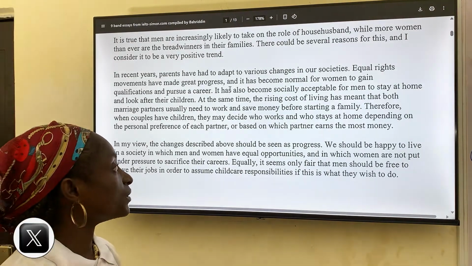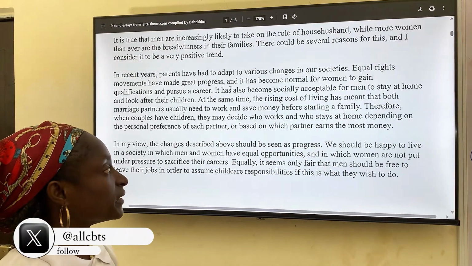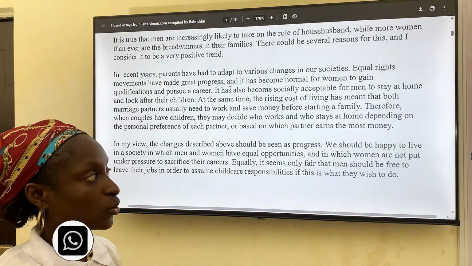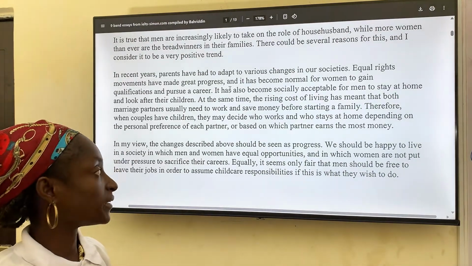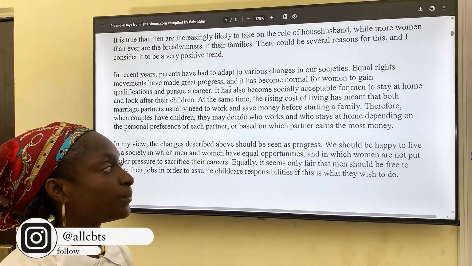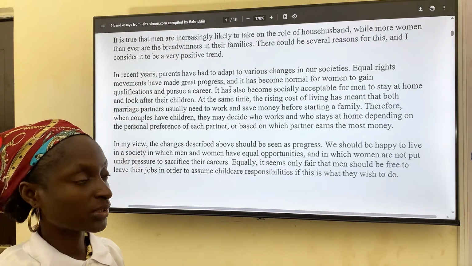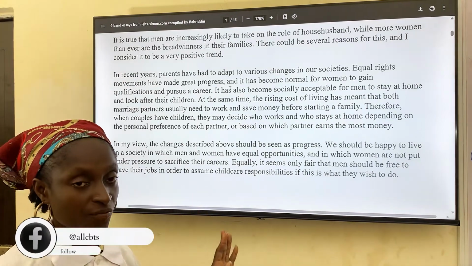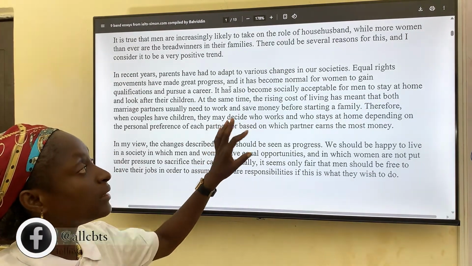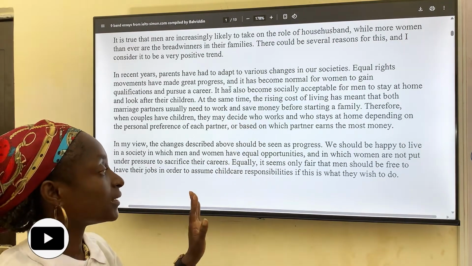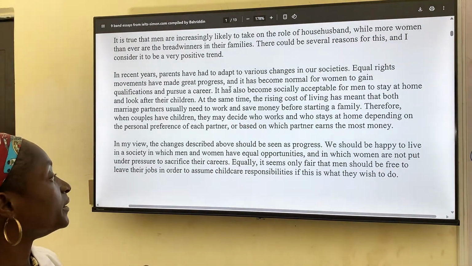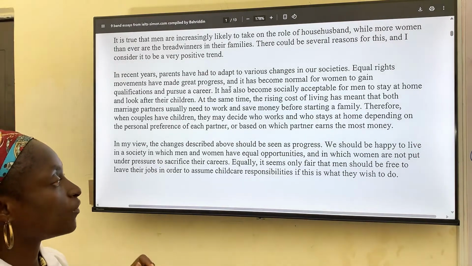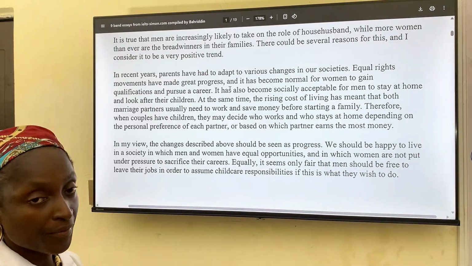Therefore, when couples have children, they may decide who works and who stays at home, depending on the personal preference of each partner, or based on which partner earns the most money. So that's the first part, which is dealing with the reasons. Now the second part is, in my view, the changes described above should be seen as progress.